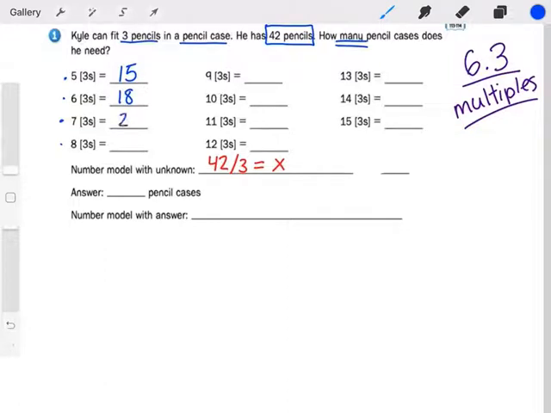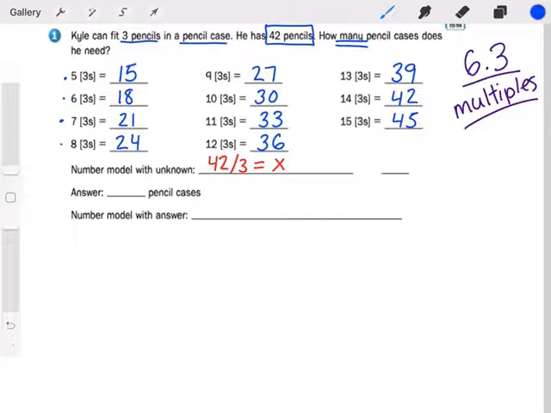7 times 3 is 21. 8 times 3 is 24. 9 times 3 is 27. 10 times 3 is 30. 11 times 3 is 33. 12 times 3 is 36. 13 times 3 is 39. 14 times 3 is 42. And 15 times 3 is 45.